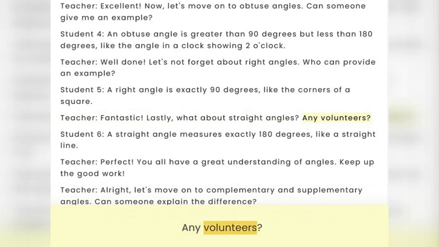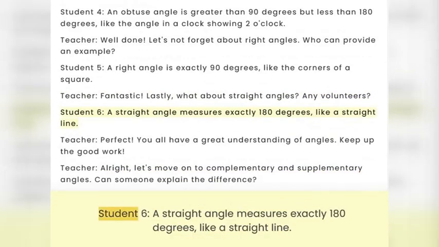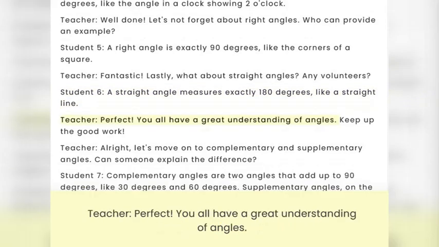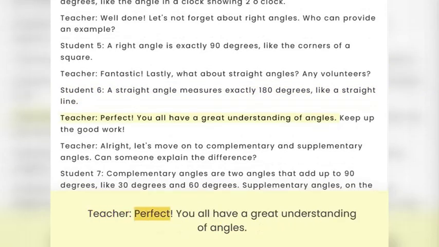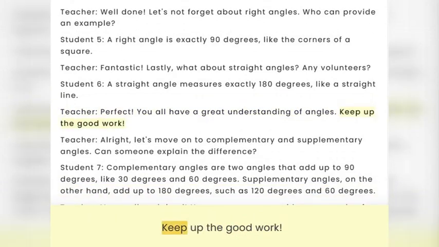Any volunteers? Student 6: A straight angle measures exactly 180 degrees, like a straight line. Teacher: Perfect. You all have a great understanding of angles. Keep up the good work.